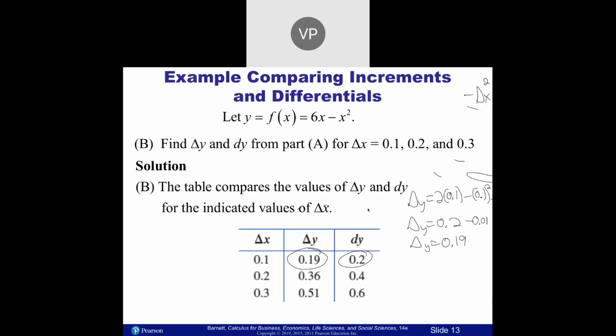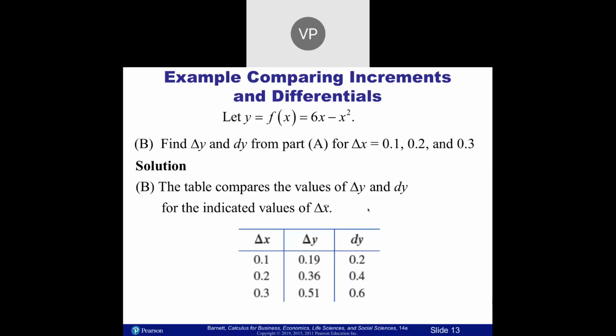Okay, so that's how they completed, or filled out, this table. So look that over for a second. If you want to plug them all in before I move on, it's a good time right now just to pause it. Get the 0.2, the 0.3. Make sure you're getting both of the correct values for delta x and delta y and dy. Okay, now assume that's done.